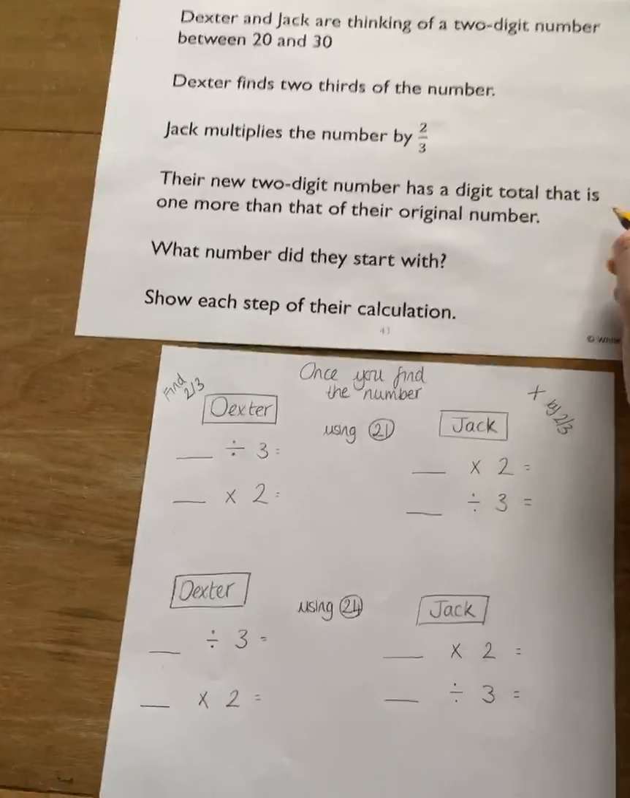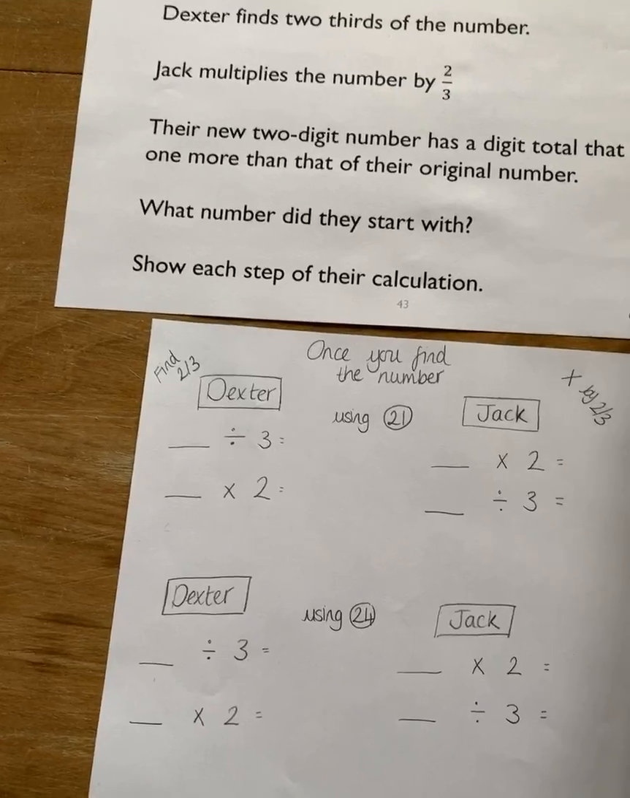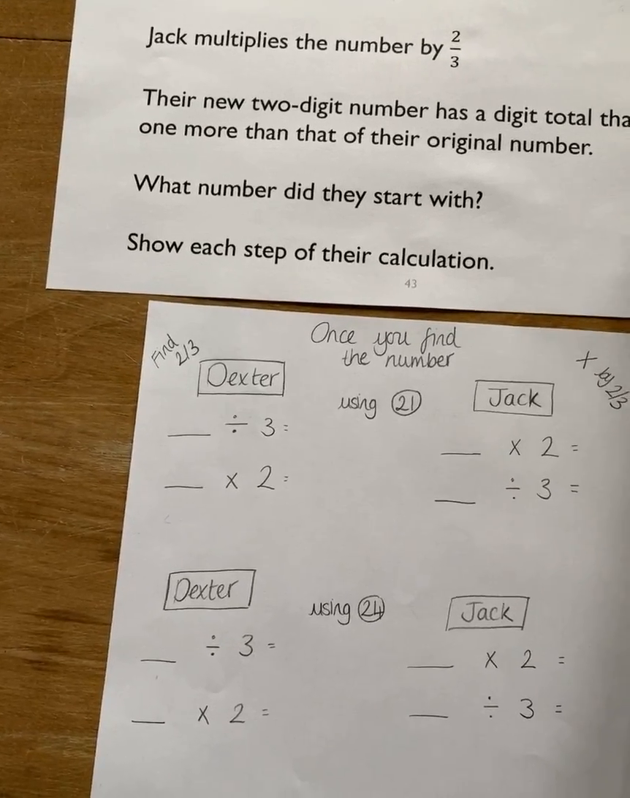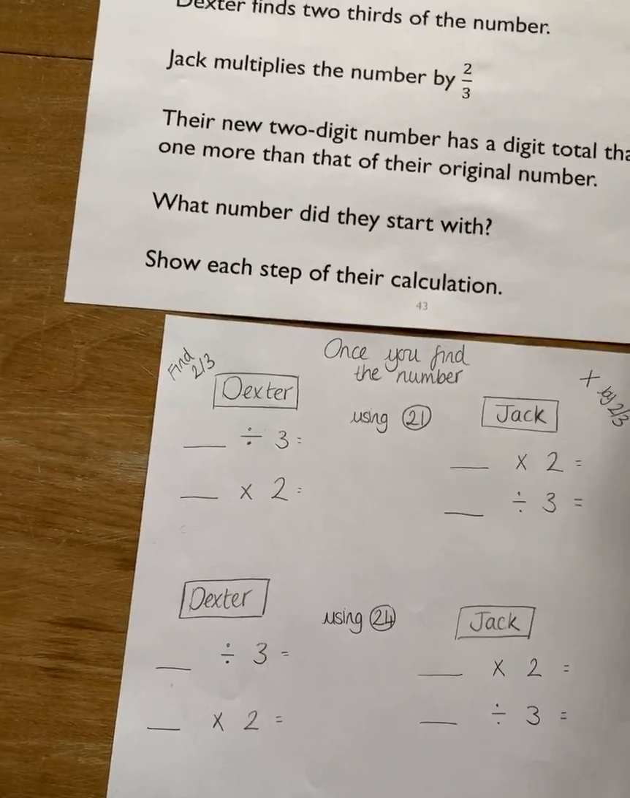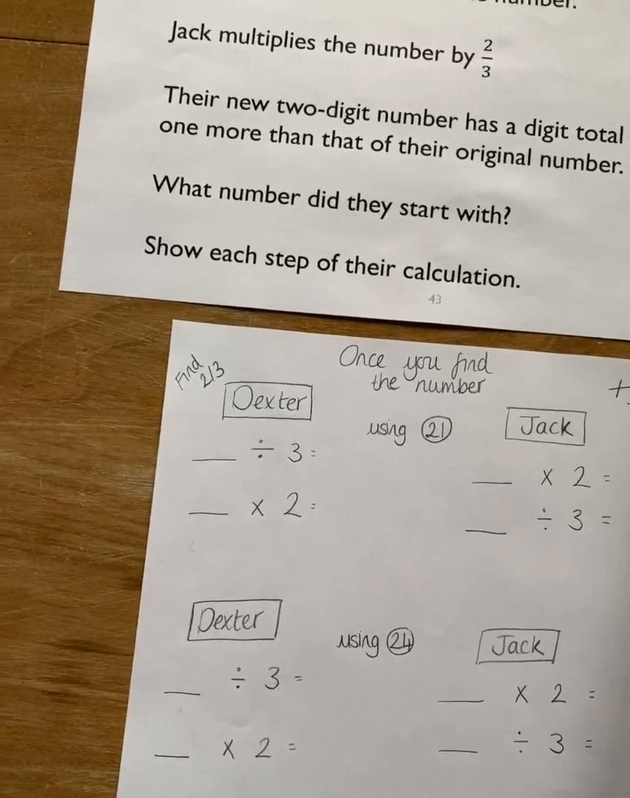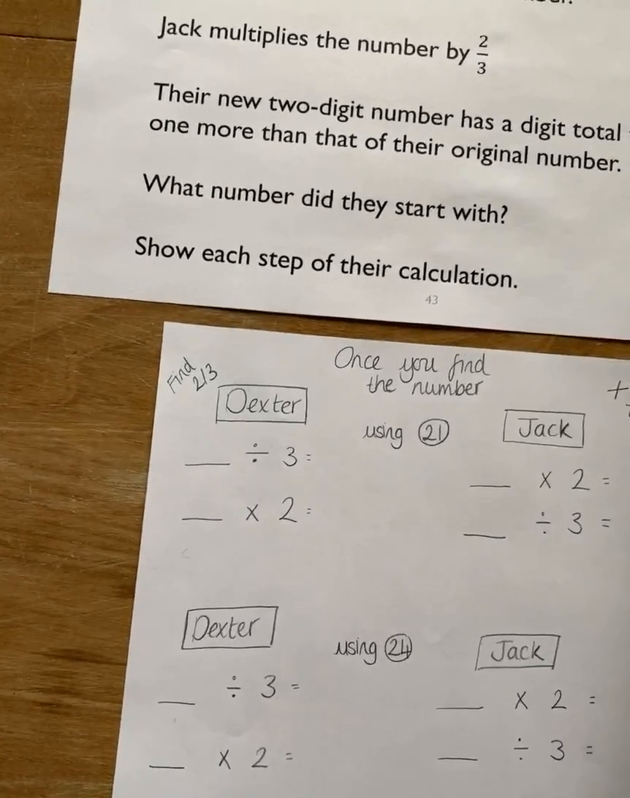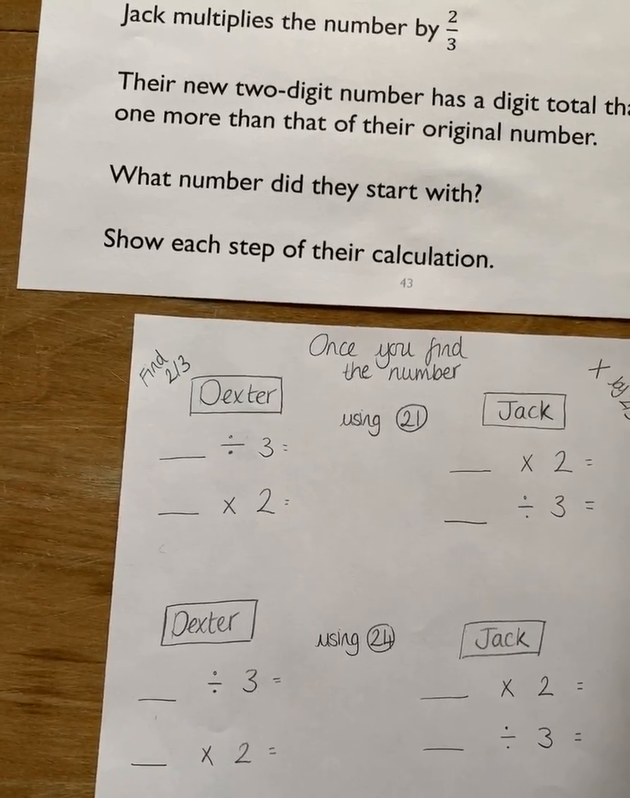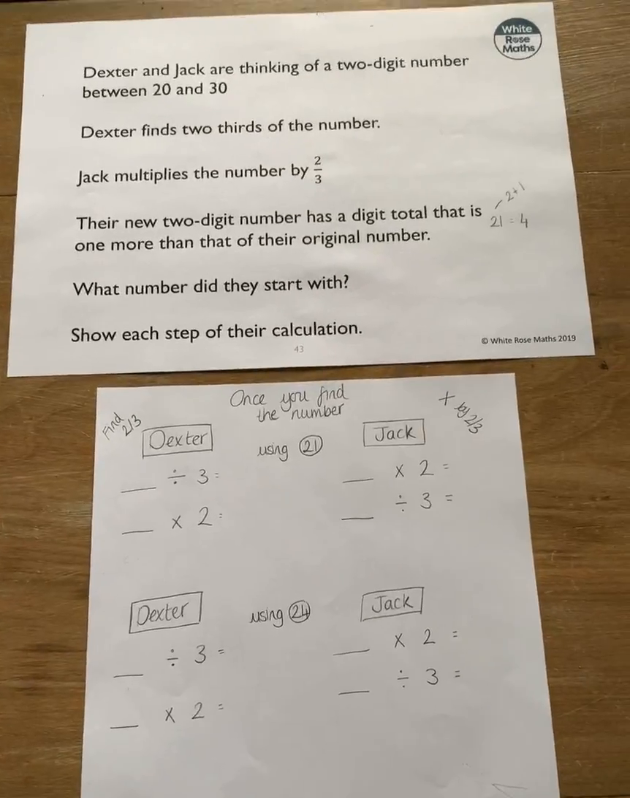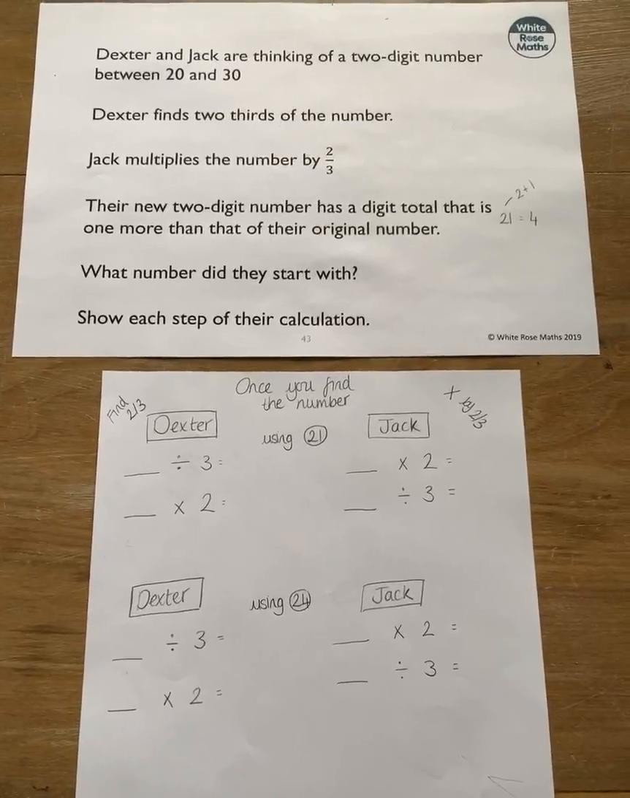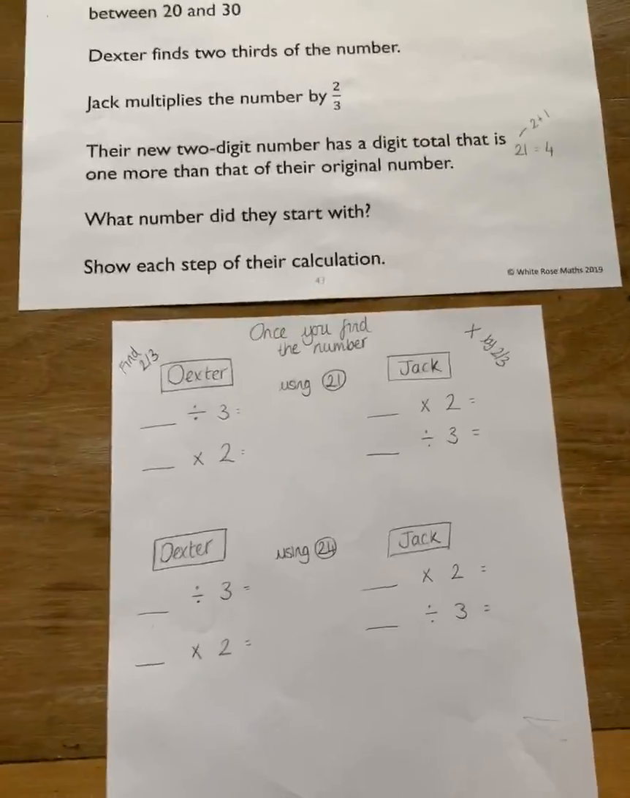So by that, it means, for example, if you chose 21, you would need your number to equal 4 when you add it together. So here, 2 add 1. Just clarifying that. What number did they start with? Show each step of their calculation.